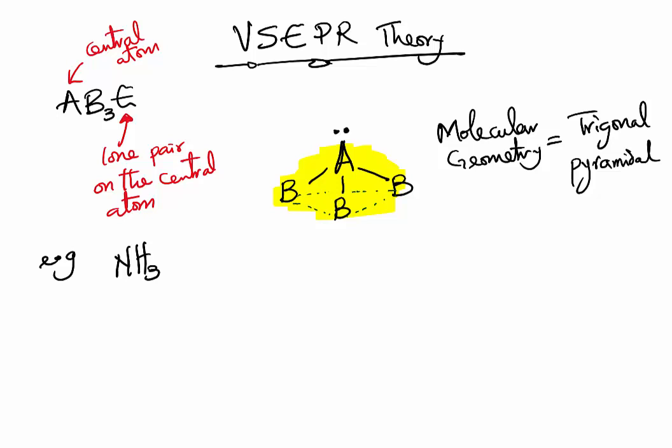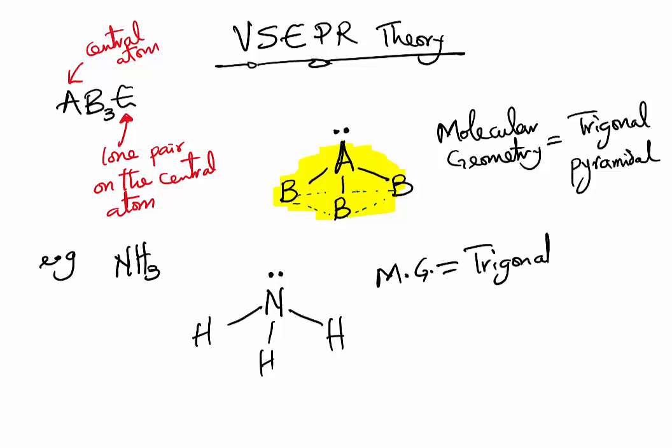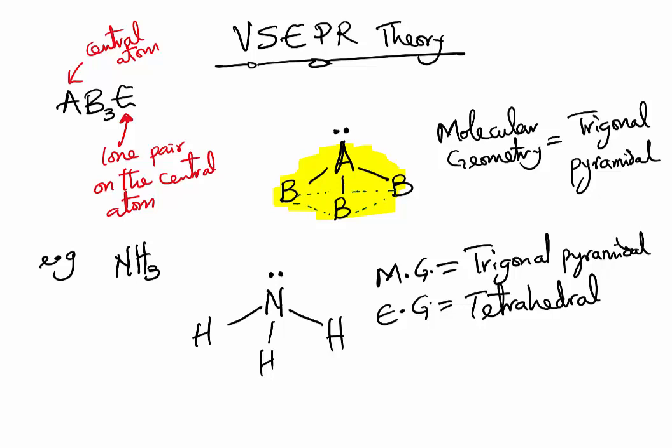If you draw the Lewis structure for ammonia, you should get something that looks like this. Now, we have 1 lone pair on the central atom and 3 outer atoms. That is AB3E type molecule. The molecular geometry will be trigonal pyramidal. But as you know, whenever we have a lone pair on the central atom, we also want to look at the electron geometry. The electron geometry will be tetrahedral. Why? Because the lone pair will then be treated as if it is an atom.